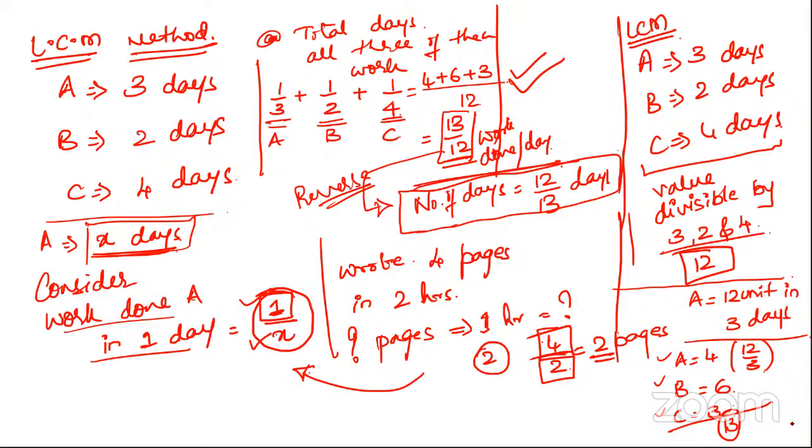How many units are you supposed to do? You are supposed to do only 12 units because that is the work that you took, right? So if you are supposed to do 12 units and they are doing 13 units in 1 day, 12 by 13 is the total number of days required.